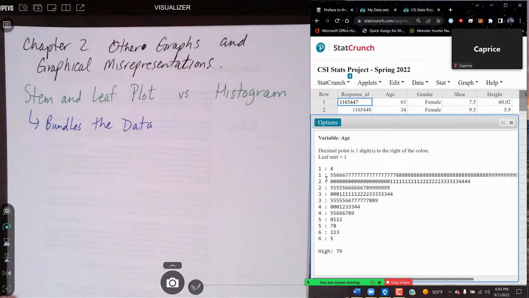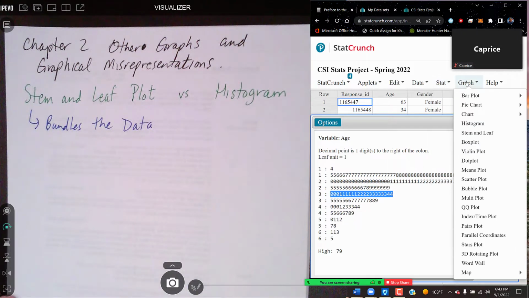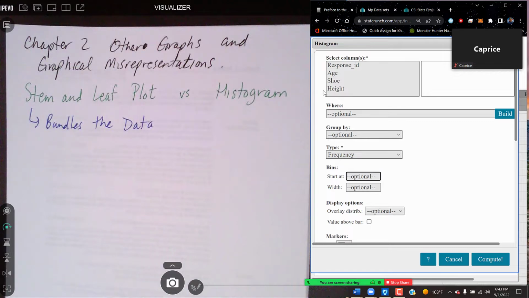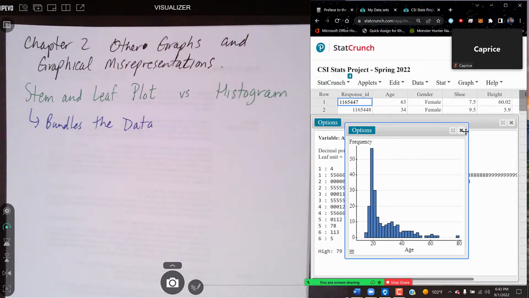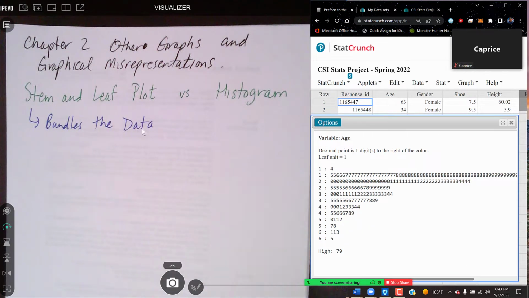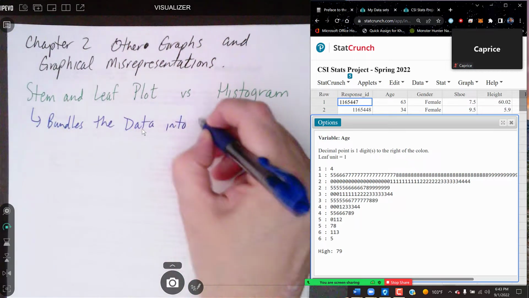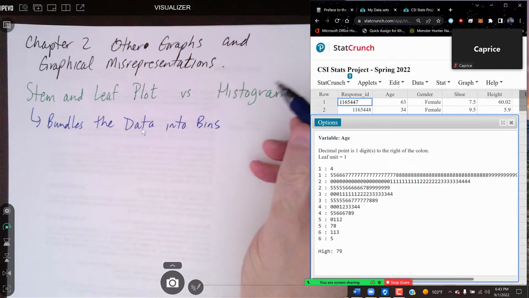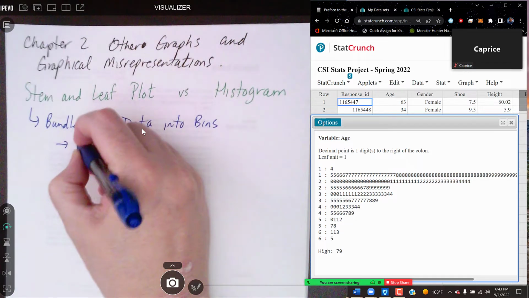So when we did it, it decided to bin the same as the histogram, in groups of 5. But I can't change it like I can the histogram. The histogram, I could start at age 10 and do every 2. So I can edit my histogram's binning. So it bundles the data into bins, which is pretty good, all the while retaining the raw data.